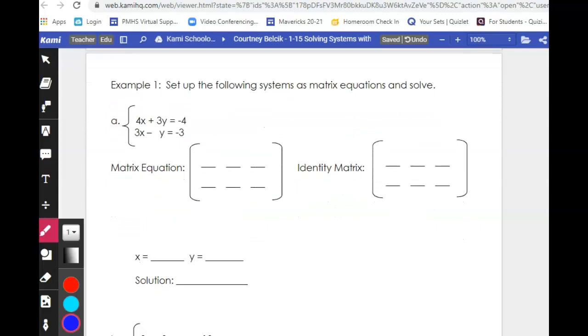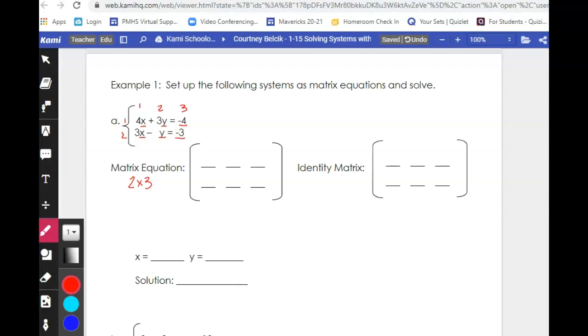Okay, so let's look at example 1. Example 1 says, set up the following system as a matrix equation and solve. So I have x's on top of x's, I have y's on top of y's, I have constants on top of constants. Everything is aligned, kind of like for elimination, but here I need to write my coefficients and my constants in this matrix equation, which, by the way, there are 2 rows and 1, 2, 3 columns. So this is a 2 by 3 matrix.